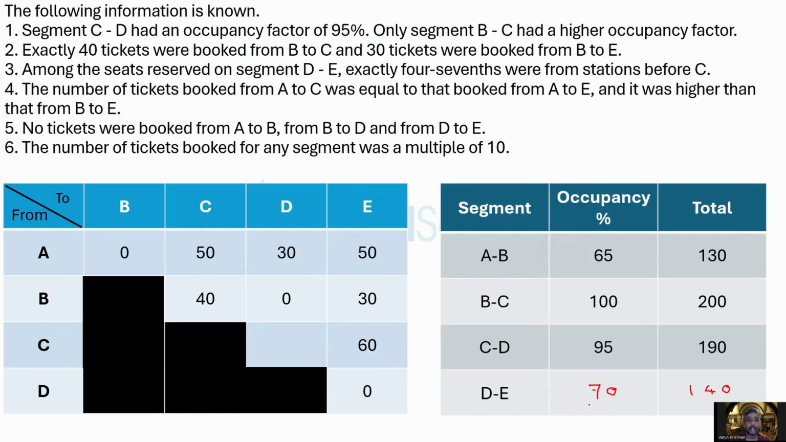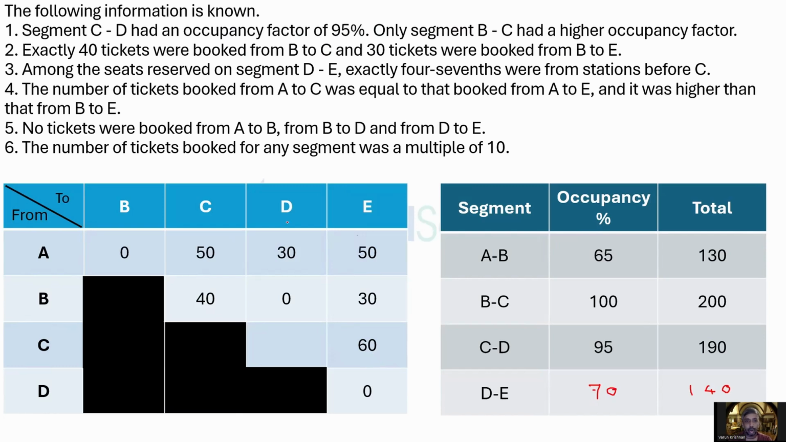Now see, from C to D, 190 people were traveling. That number becomes 140. Which means some people would have gotten off at D, some people would have gotten on at D, and all that put together makes the occupancy when the train is leaving D as 140. So how many people got off at D?